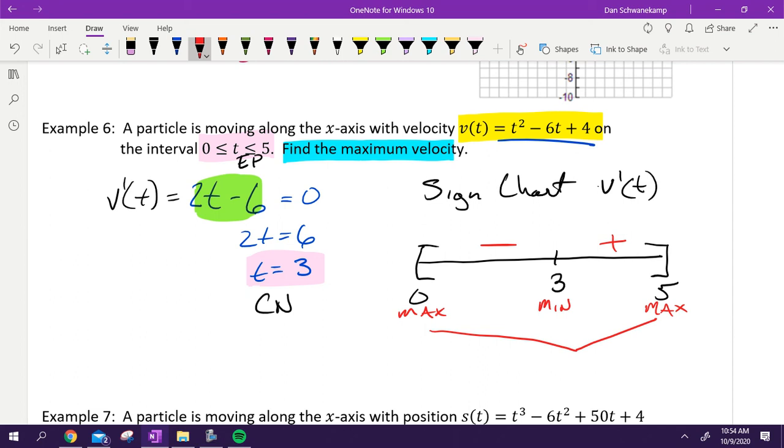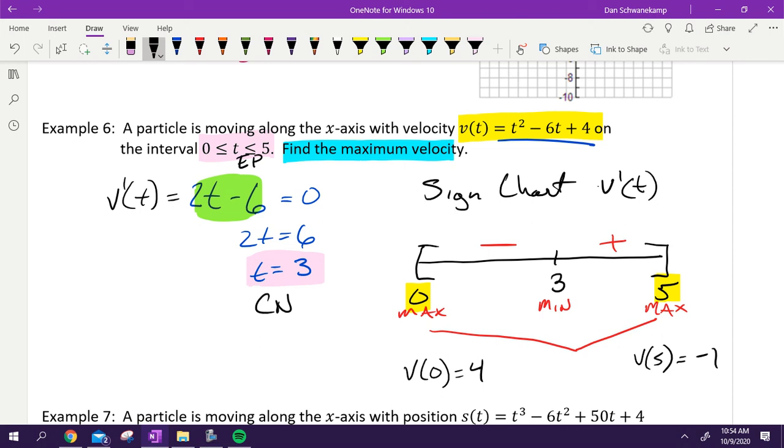Plug it in. Plug in 0 and 5. What am I going to plug it into? Velocity or into the derivative? Velocity, because I want to know the maximum velocity. And so I'm going to find v of 0. If I plug in 0, what do I get? 4. And then I'm going to plug in 5. If I plug in 5, I get -1.